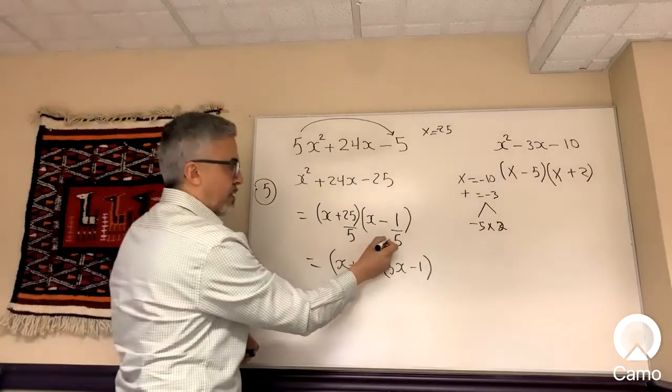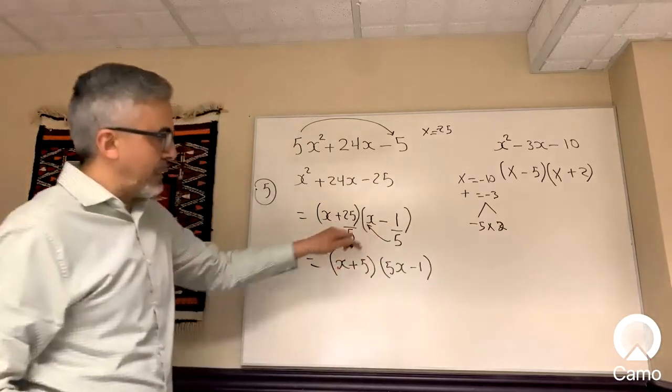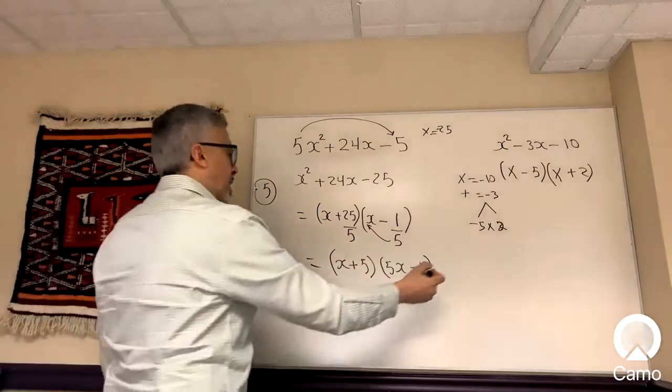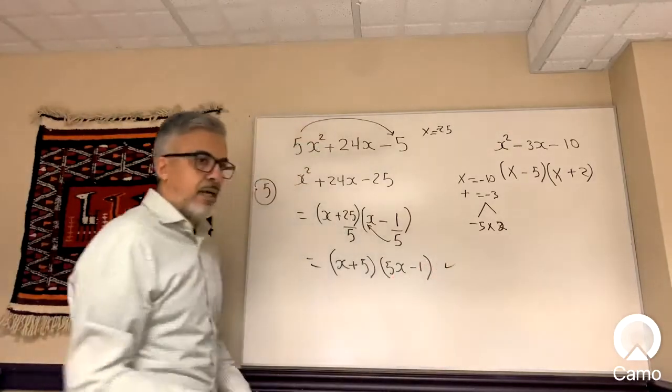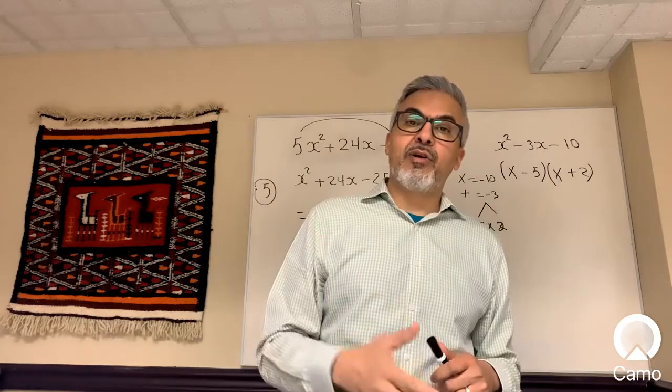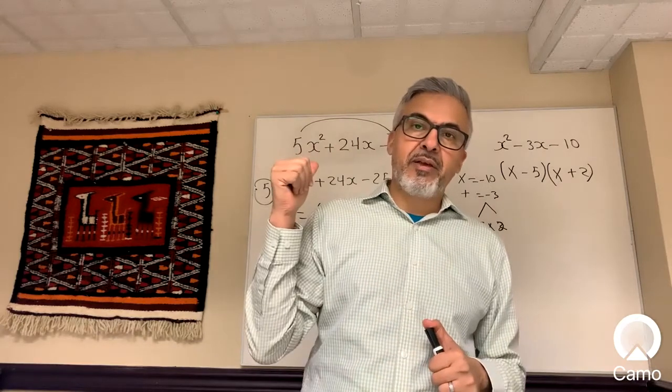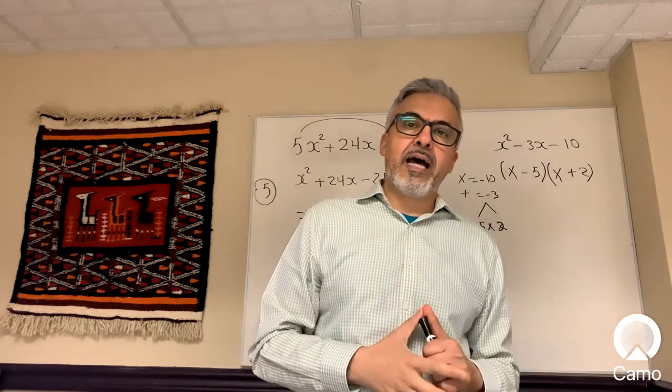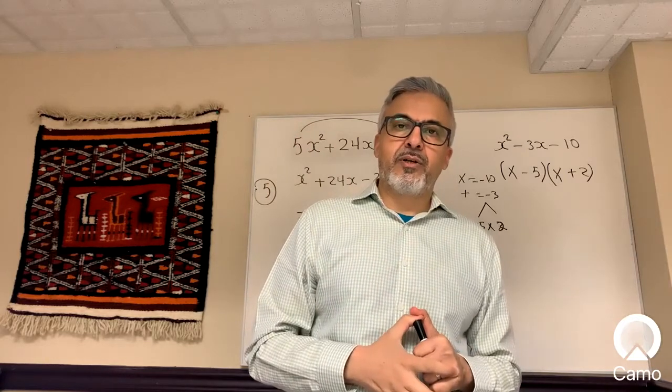So all you need to do is just stick the 5 right in front of the x. And that's how you factor, just a lot faster than doing decomposition. Even though you still have to learn decomposition, this method here will save you a lot of time writing tests in the future. Okay.